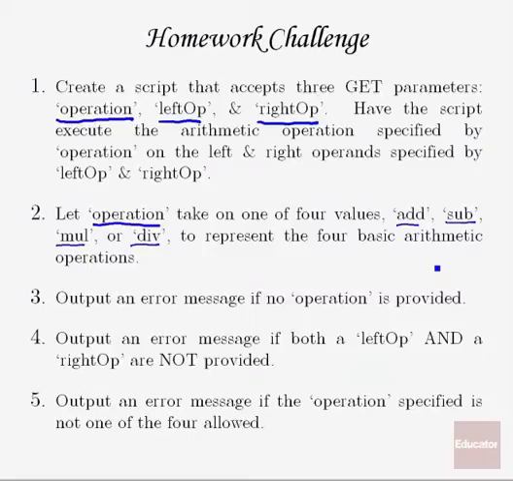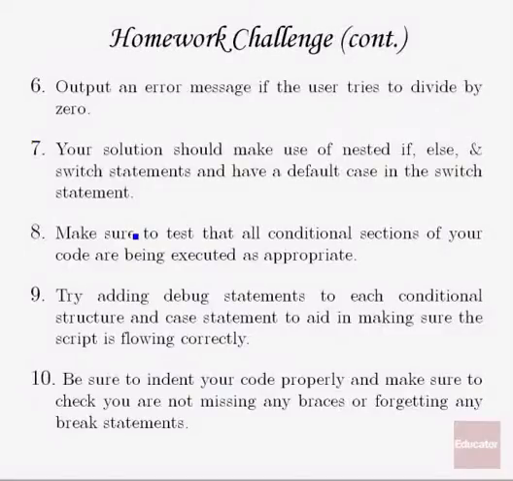Now, what I would like you to do is have it output an error message if no operation is provided. So operation would be equal to null if we're using the short variables that we've been using with the ternary operator. It's going to output an error message if both the left op, and you'll notice the keyword here, "and," which is going to imply a logical operator, and right op are not provided. "Not" also is going to denote a logical operation. Then also output an error message if you provide an operation value, but it's not one of the 4 that are allowed. And then finally, if the user tries to divide by 0, I want you to output a message.